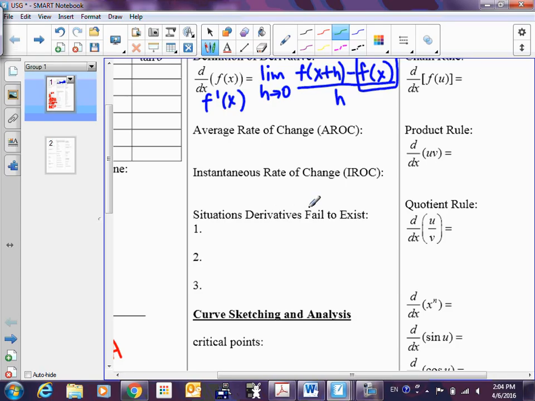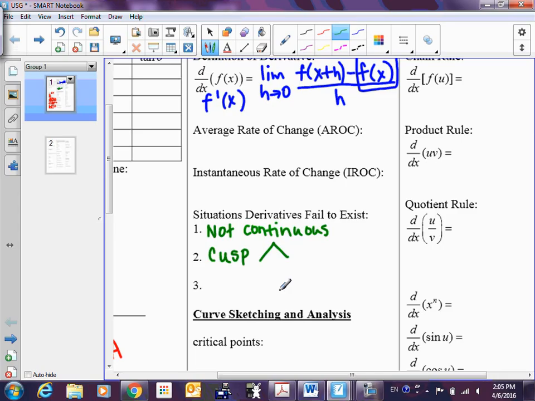Okay, situations where derivatives fail to exist. If a graph is not continuous, then there's no derivative. So if there is a derivative, then I know that the graph has to be continuous. Does anybody remember another situation where there's no derivative? A cusp. Okay, do you know why that is the case?